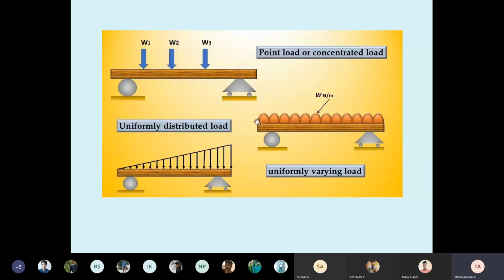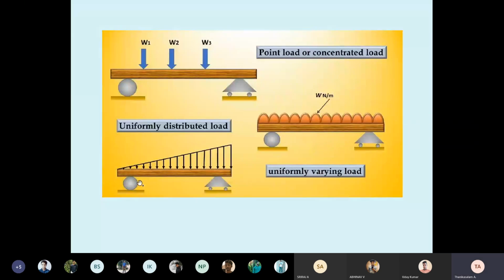The load that is uniformly distributed throughout the length of the beam, or uniformly distributed on the beam, is called uniformly distributed load. For example, suppose 10 men of the same height and same weight are standing on the beam. Okay, it's called a uniformly distributed load.